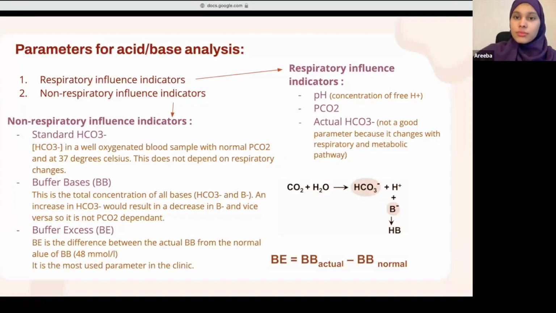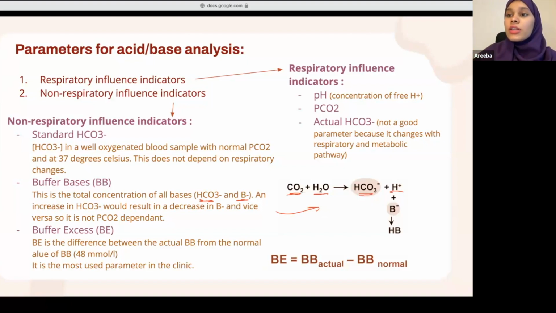So buffer bases is the total concentration of bases, which is the bicarbonate and any other buffering bases. And an increase in bicarbonate would result in a decrease in the other buffer bases. So we have this reaction over here. Basically, carbon dioxide reacts with water, and that's how you get bicarbonate and H plus. Now the H plus is buffered with another protein.